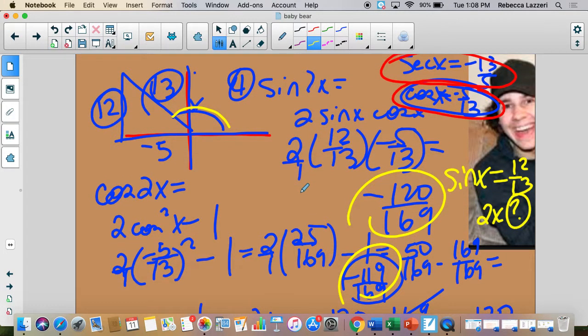Wait, we got it? Yeah, well, you should get negative 0.7. Oh, did I do something wrong? So sine of negative 45. Did you get that? The angle's not negative 45. It's negative 0.7? The angle is not negative 0.7.